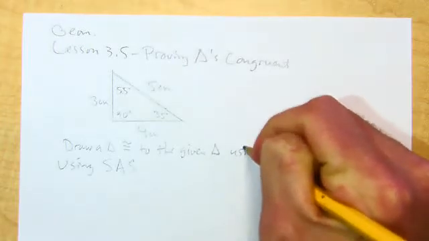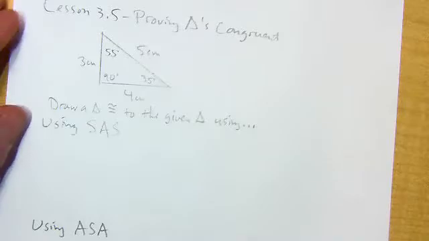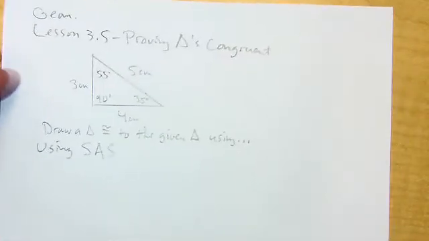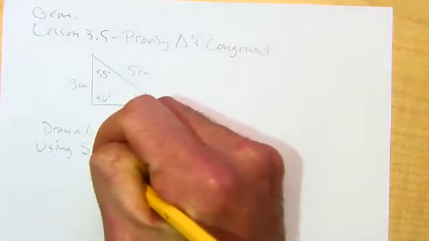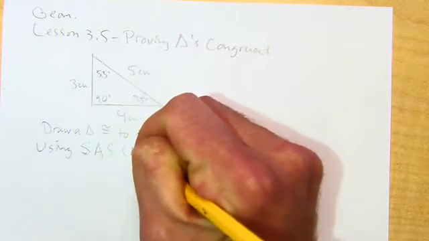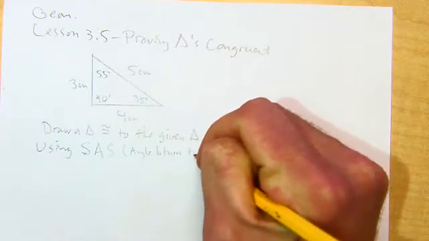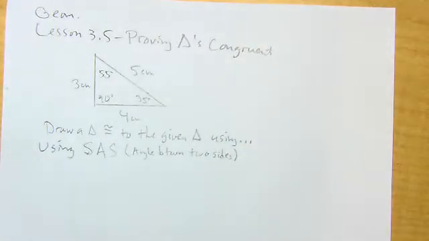using these different ideas. Okay, so we've got 4 different ideas we're going to use here to show how you can make sure it's congruent. Okay, so we'll just get right into it. SAS is going to be a side, angle, and a side. It's really angle between two sides. Okay, so make sure that's clear. It's an angle between two sides.